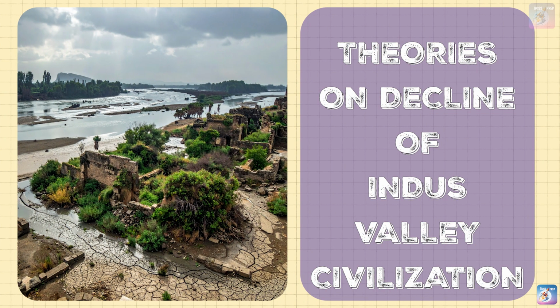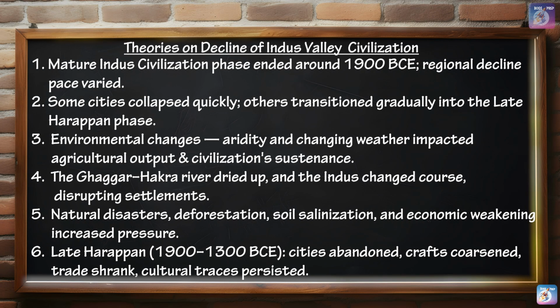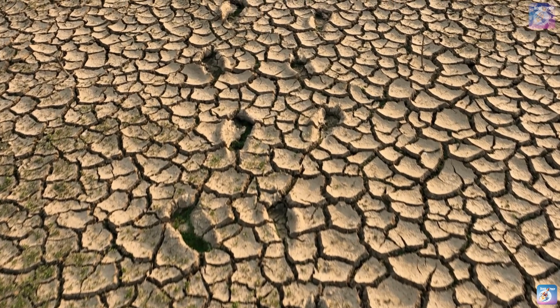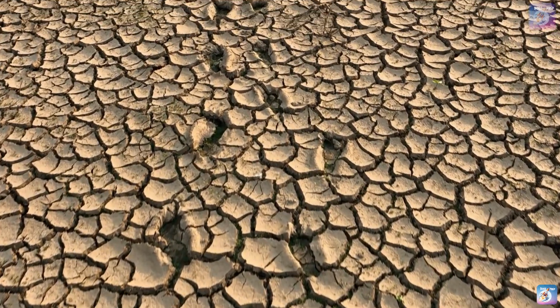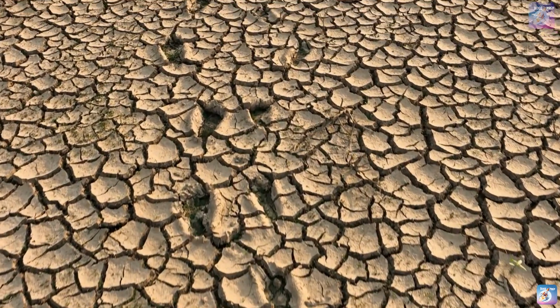The mature Harappan phase ended around 1900 BC, though the pace of decline was not the same everywhere. In some regions, cities collapsed quickly, in others, the transition to the late Harappan phase was more gradual. Several factors contributed to this decline. First, environmental change. Growing aridity and shifting monsoon patterns reduced agricultural output.